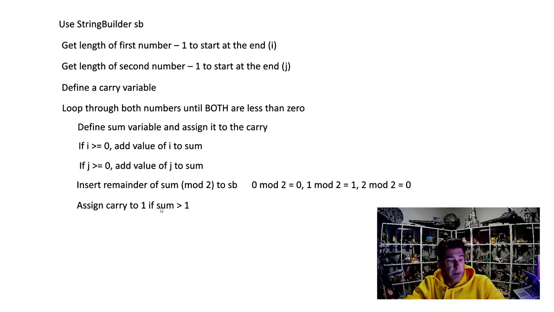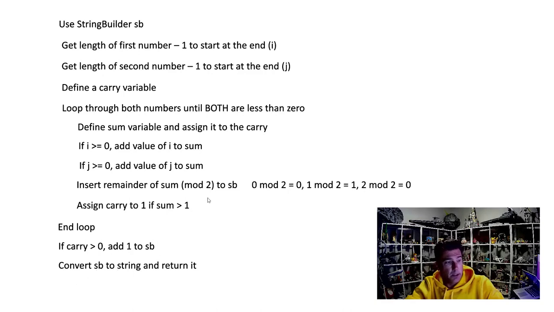And then if the sum is greater than 1, we have to assign 1 to the carry. So in the case where it's 2 or 3, we'll have a carry. Then we're going to end the loop. And at the end, if we still have a carry, we have to add 1 more to the string builder. And then we convert the string builder back to a string and return it.